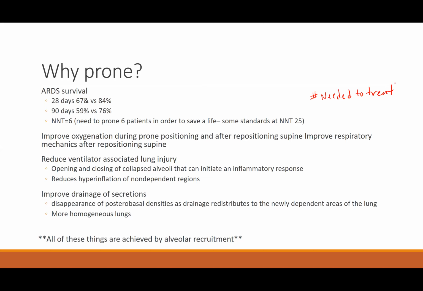So that means that for every 6 individuals with ARDS that we prone, one of those individuals, we will save their life. And when I first heard that statistic, I thought, well, 5 out of the 6 patients are going to die, and I thought, well, that's not that good. I mean, 5 out of 6 are dying. Yeah, we saved one person, but what about the other 5?